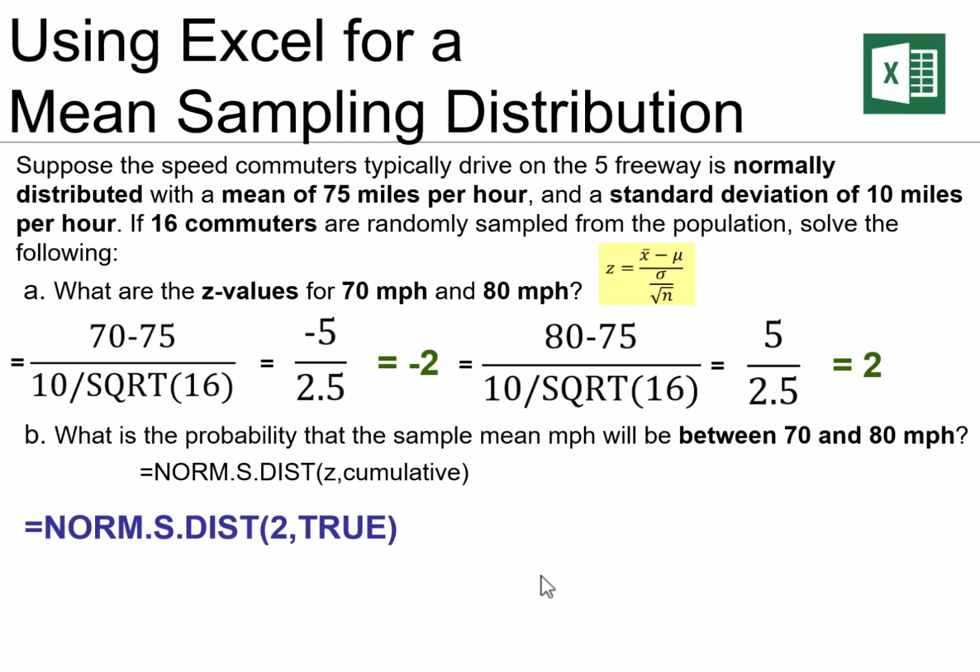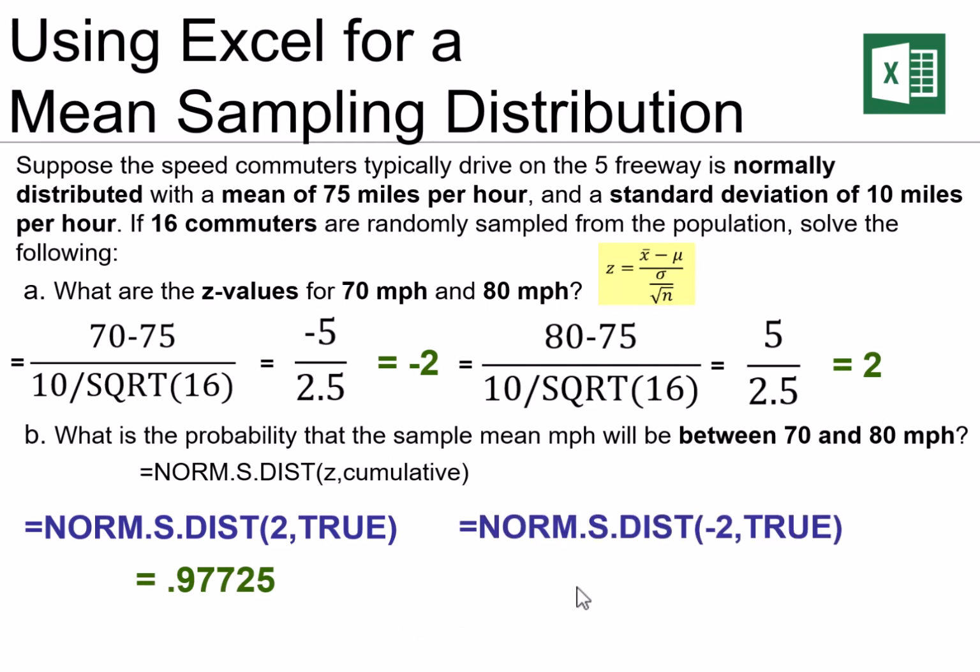So first, let's go ahead and do 80 miles per hour. So we're going to input equals NORM.S.DIST, the z value for 80 miles per hour, and true for cumulative, and we get 0.97725. So let's go ahead and do the same thing for 70 miles per hour. So the z was -2, so NORM.S.DIST, -2, and true for cumulative, and then that gives us 0.02275.